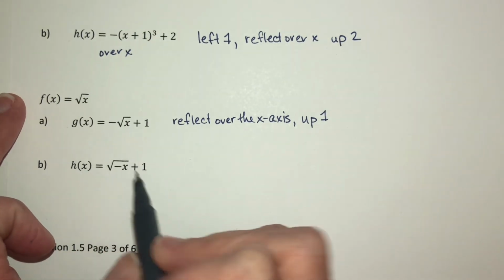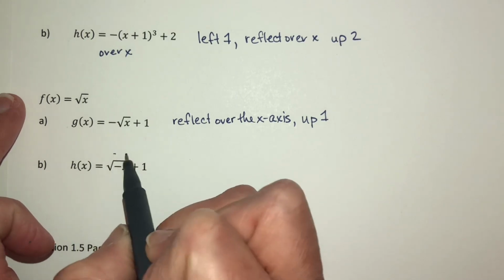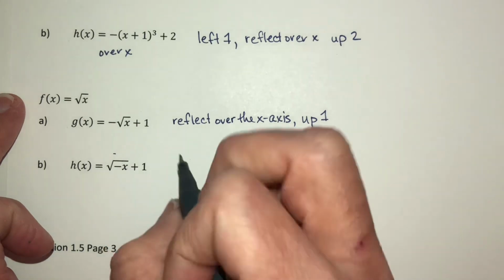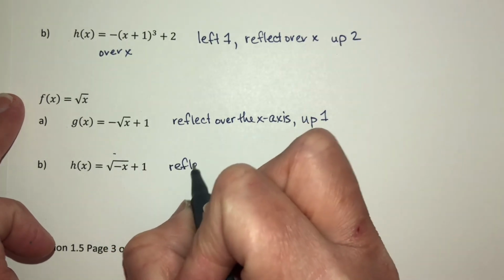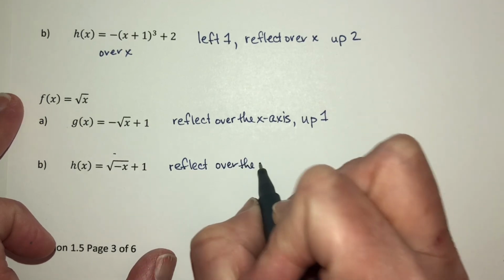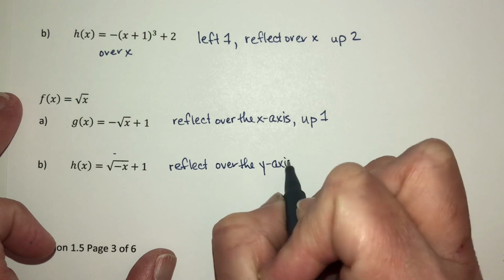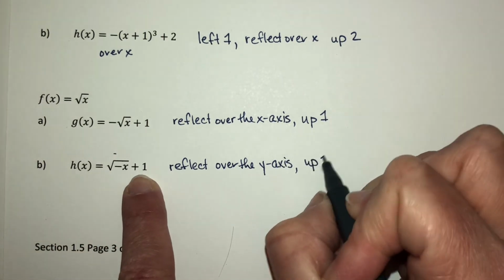For this one, the negative that was introduced is inside of the function, so this is going to be a left-right flip, which is reflecting over the y-axis. And then deal with your vertical shift to go up 1.